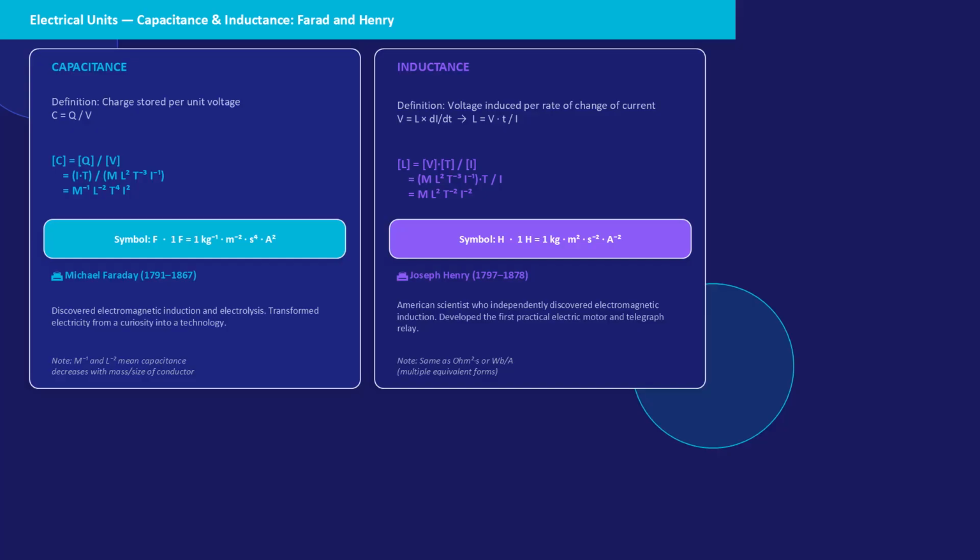For inductance, we use Faraday's law, V equals L times di by dt. Rearranging, L equals V times T divided by I. Dimensionally, ML²T⁻³I⁻¹ multiplied by T divided by I gives ML²T⁻²I⁻². 1 henry in base units is 1 kilogram meter squared per second squared per ampere squared. Joseph Henry, an American scientist, independently discovered electromagnetic induction at approximately the same time as Faraday.